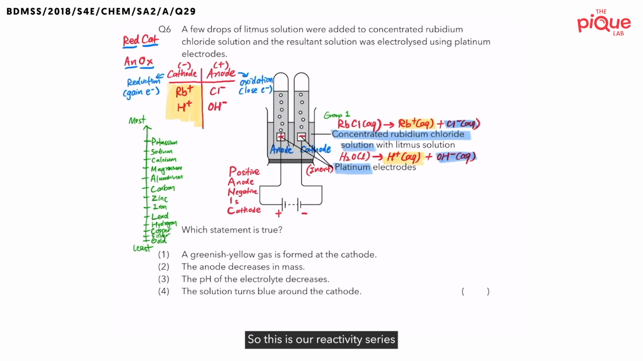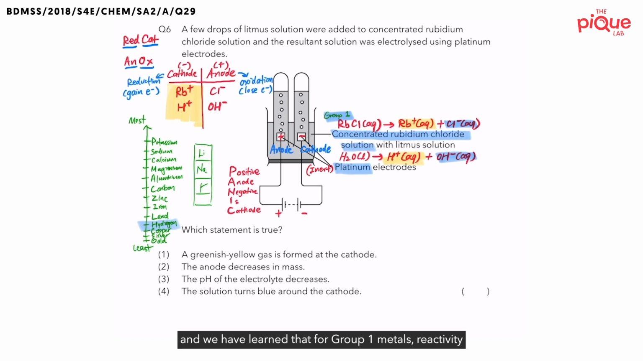So, this is our reactivity series, and we can see hydrogen here. Can you spot rubidium in this reactivity series? The answer is no. We have not learned about rubidium's position in the reactivity series. However, like what we have analyzed just now, rubidium is a group 1 metal, and we have learned that for group 1 metals, reactivity increases down the group.